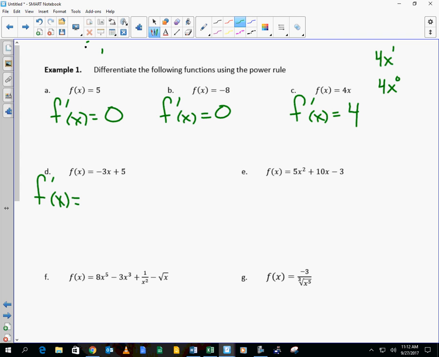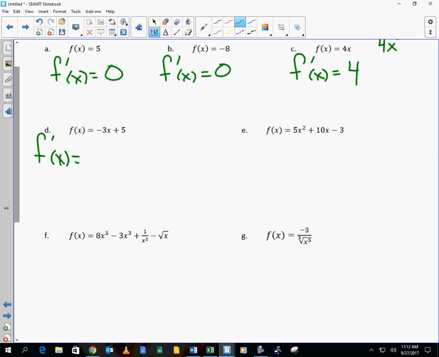Look at this example here. This is 5x to the 0. You move the 0 in front, and then everything becomes 0. Okay? So let's try letter E. Derivative of 5x squared is what? 10x. What's the derivative of 10x? 10. What's the derivative of negative 3? 0. Look at letter D. What's the derivative of negative 3x? What's the derivative of 5? 0. Go get some brain food, come back smarter, and we'll get after it.